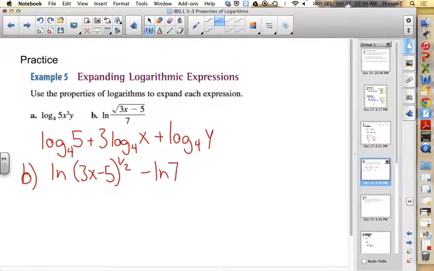I don't want you to see it yet. It's showing up on the screen, but it's not showing up on what you can see yet. I'm getting the last one is just ln 3x minus square root of 3x minus 5 minus 7. You can keep going with that. Just take it one step at a time, keep going with it.